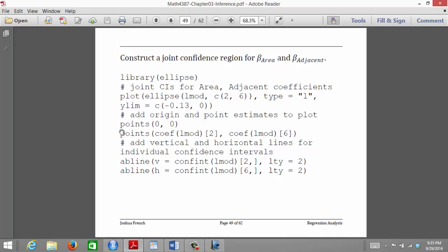So what am I doing with these? I'm plotting a dot here at 0, 0. So I'm plotting a dot at the origin. And I'm also plotting a dot at the estimated regression coefficient, so at beta hat area and beta hat adjacent. And of course this is going to be in the center of my ellipse. And then oftentimes it's of interest how that relates to the origin for our predictors.